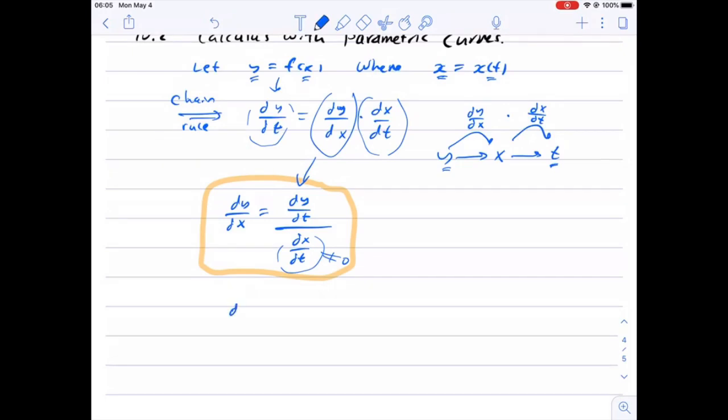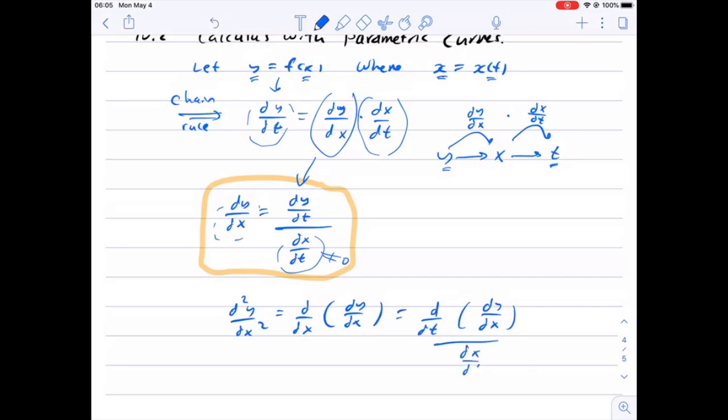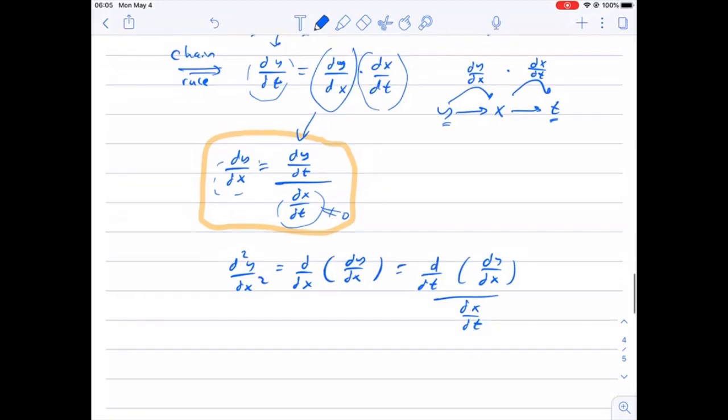Also, we may need the second derivative of y with respect to x squared. This is the derivative of the first derivative, dy over dx. So this is d over dt times dy over dx, divided by dx over dt. So these are the formulas that we need.